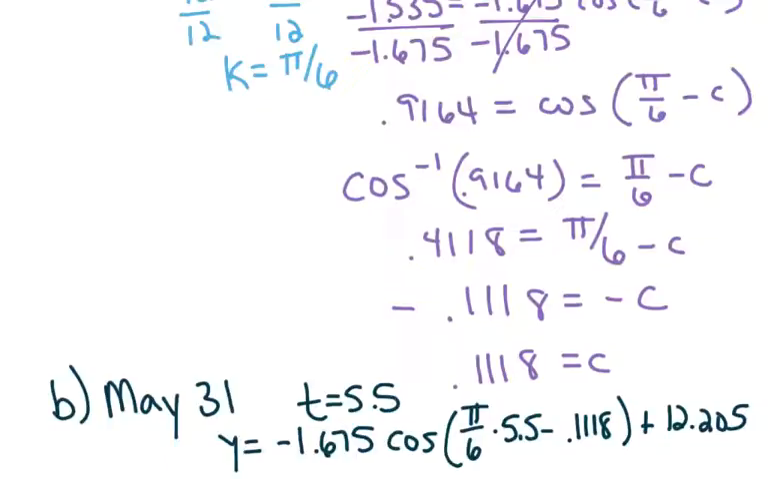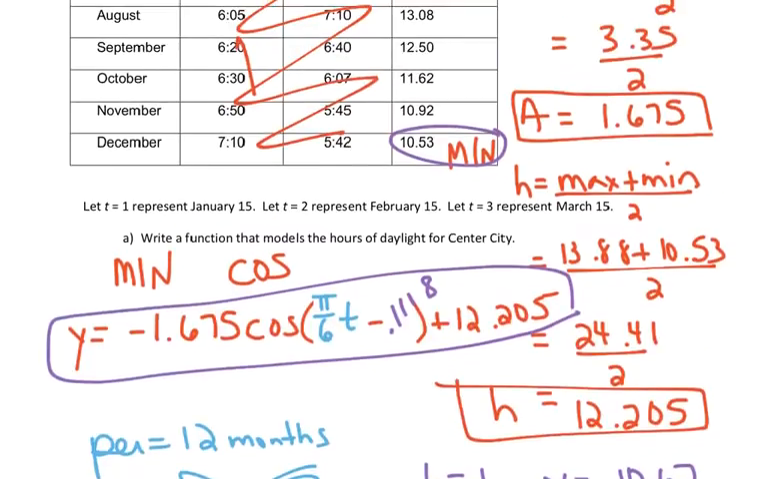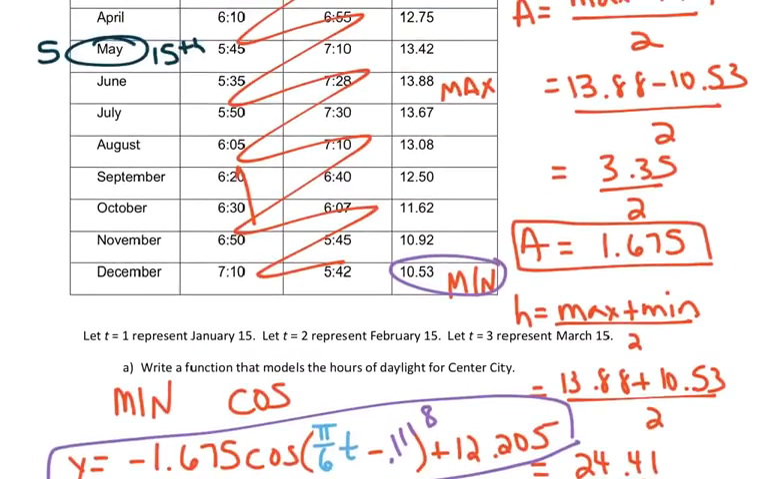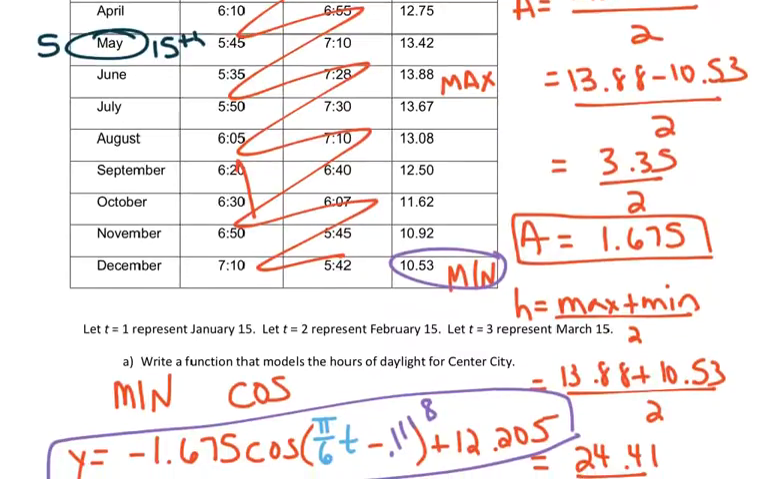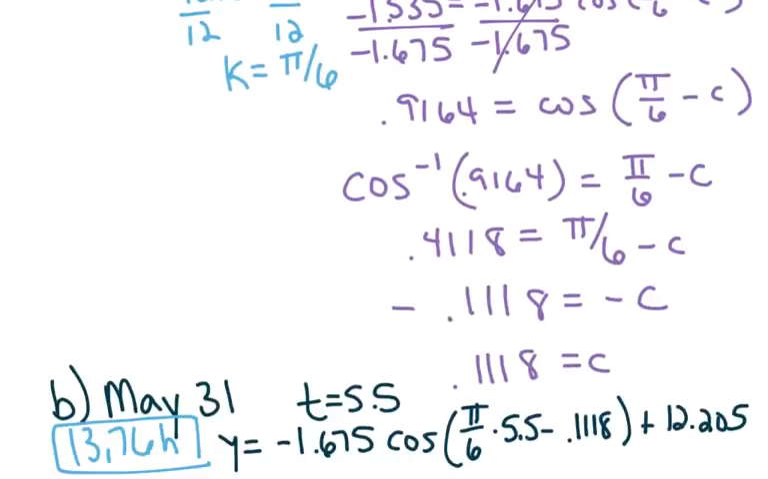So you should get about 13.76 average hours of daylight in May. Now let's go back up to the table and see if that seems to make sense. On May 15th, the average number of daylight hours was 13.42. And in June, it's 13.88. So does it make sense that 13.76 seems to come between those two? It does to me, and it should to you too.